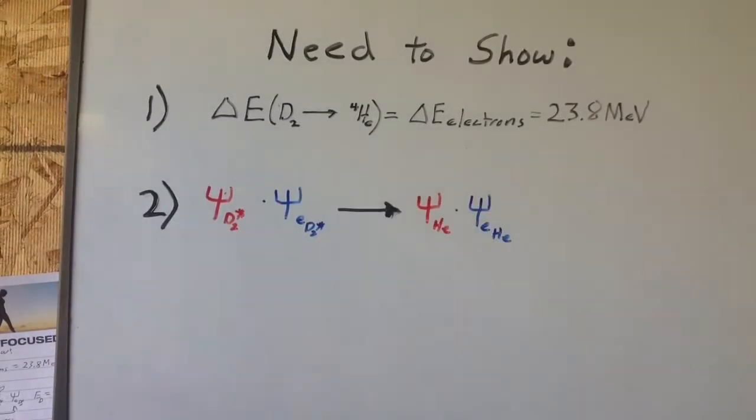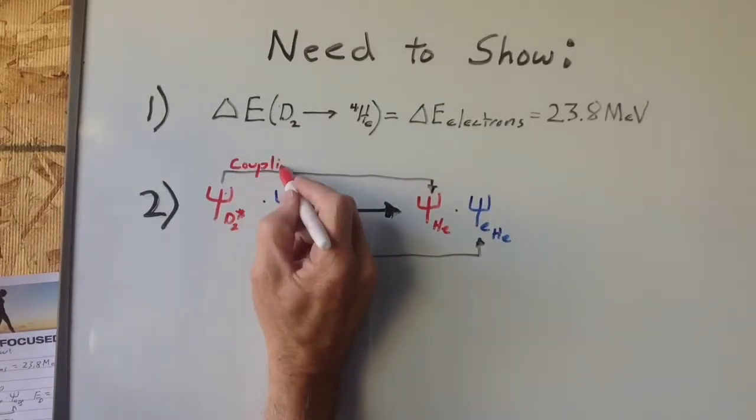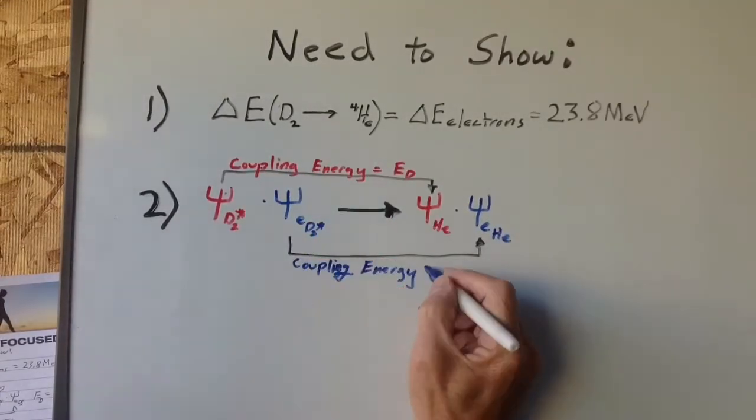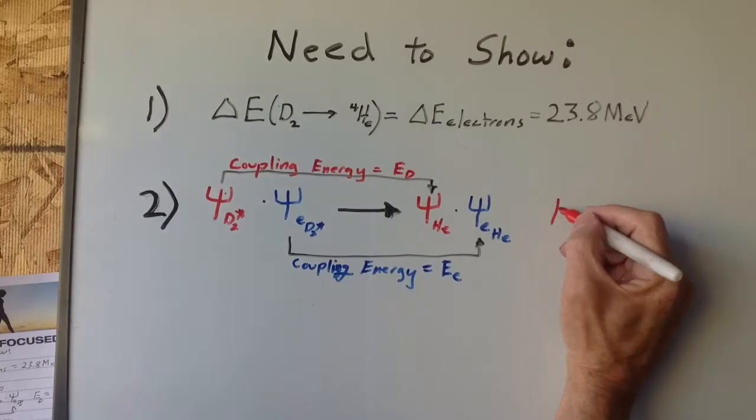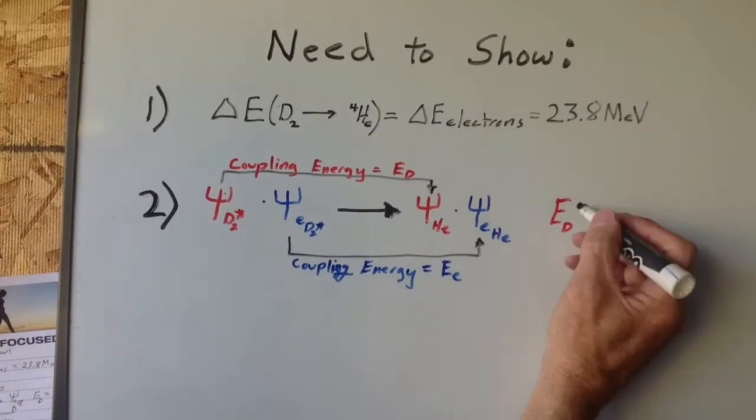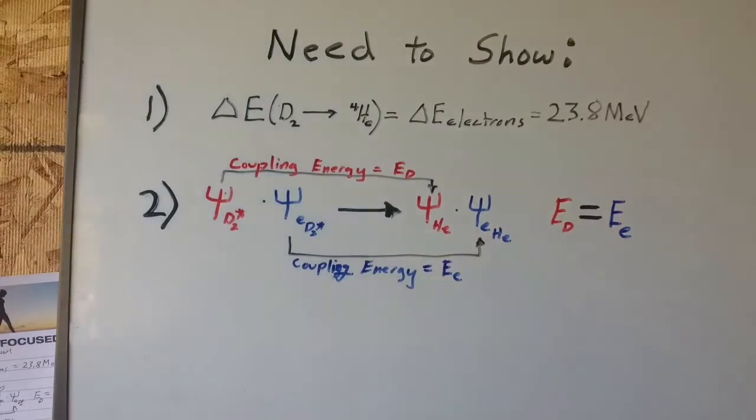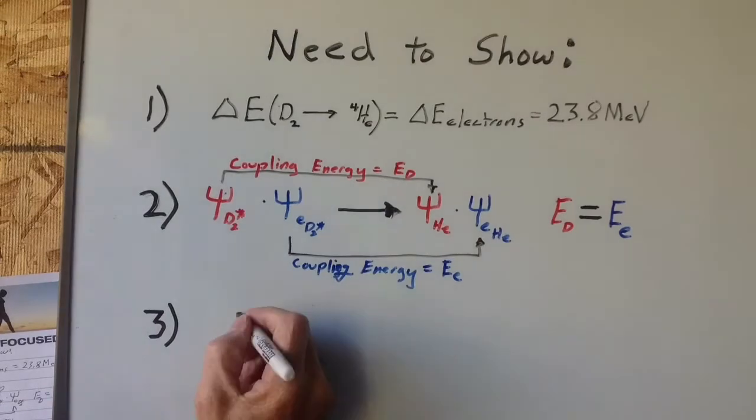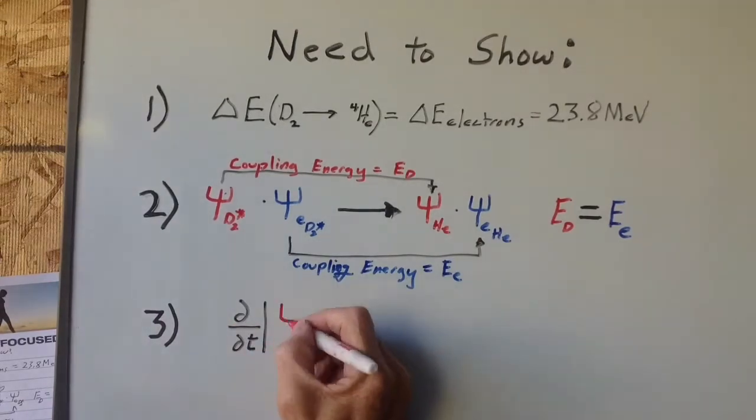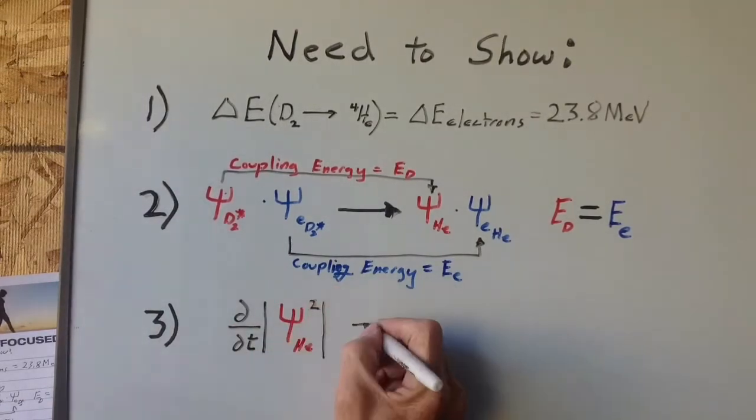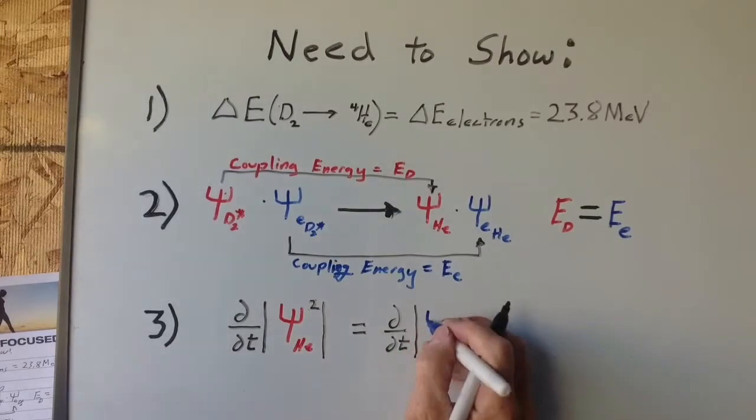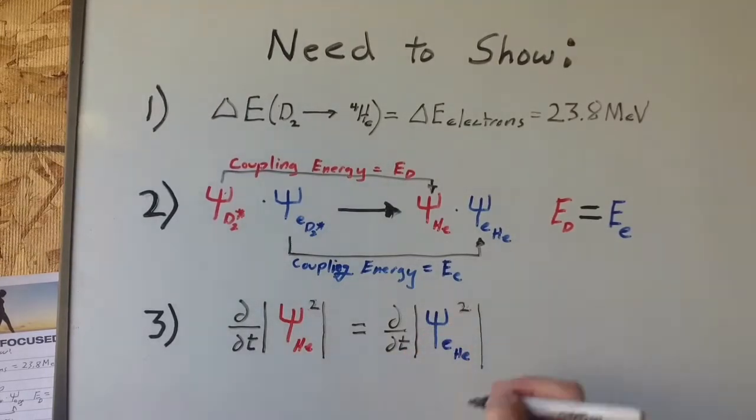Then 2, we need to find the coupling energy between the deuteron and the helium states, then the coupling energy of the electron, intermediate and final states, and show that they are equal. And finally 3, we'll need to describe the time dependence of helium formation and show that it is the same as the electron final state formation rate.